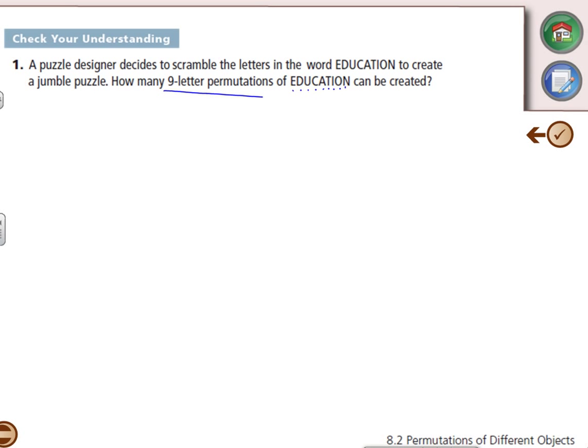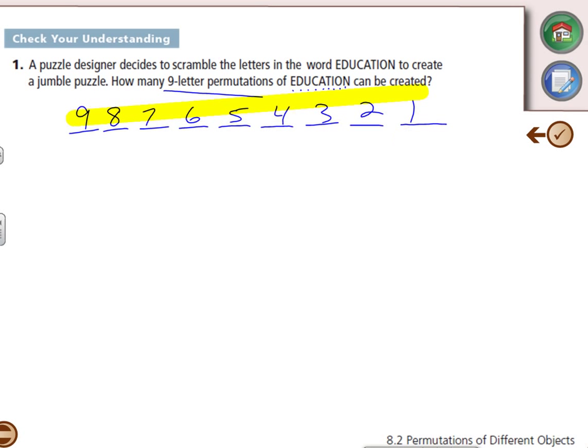So that would mean, with the fundamental counting principle, 9 spaces. For the first space, we've got 9 options. Then 8, 7, 6, 5, 4, 3, 2, 1. And we could punch that into a calculator and multiply them all together. Or, hey, whoa, wait a minute. That's 9 all the way down to 1, which means we've got 9 factorial. We could punch that into our calculator instead.